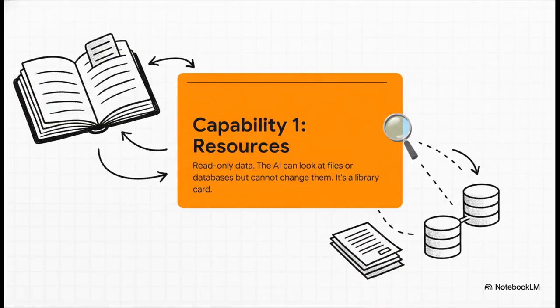Let's start with resources. This is the read part. The best way to think about it is like giving the AI a library card. It can go in, it can read your files, it can look at stuff in a database, it can gather all the context it needs, but it cannot change a single word.